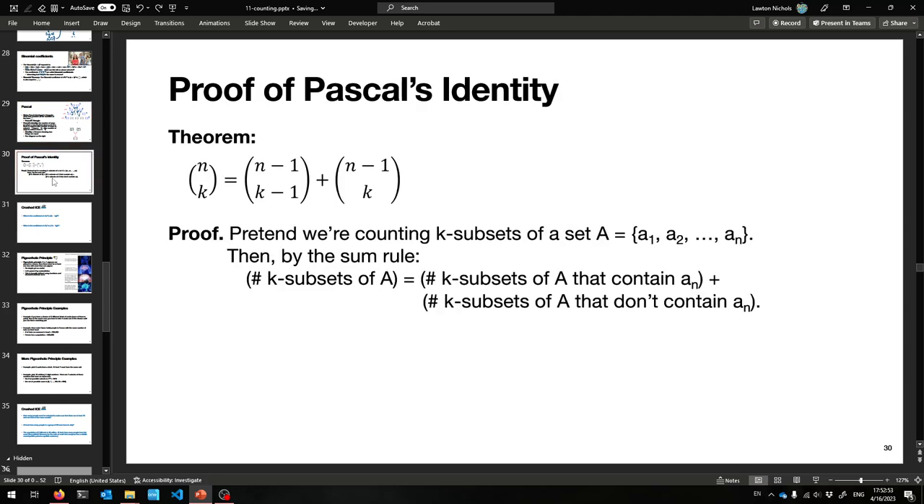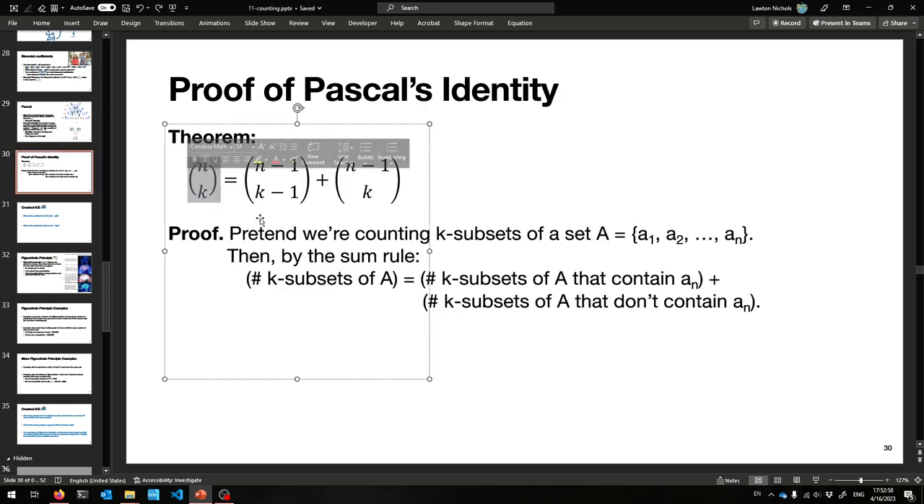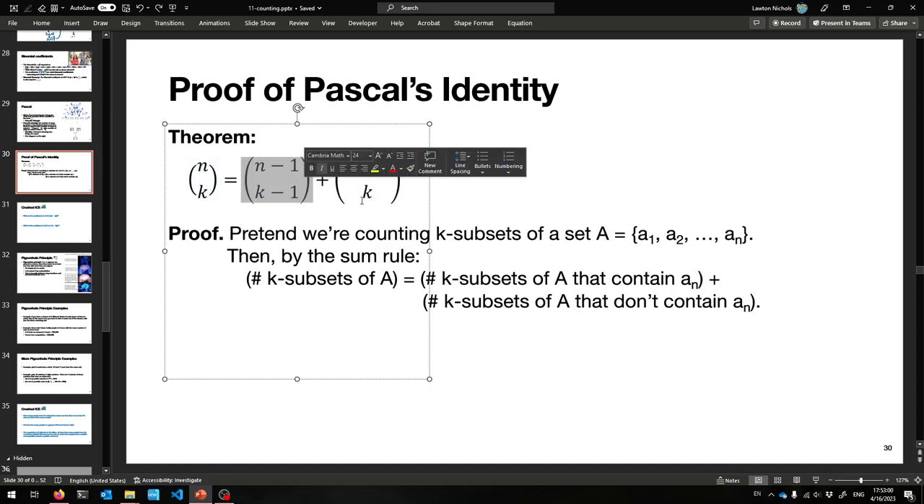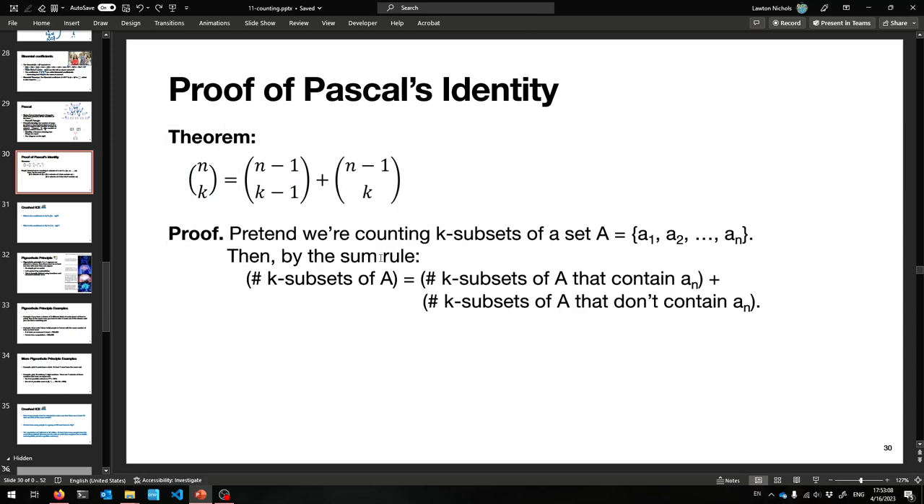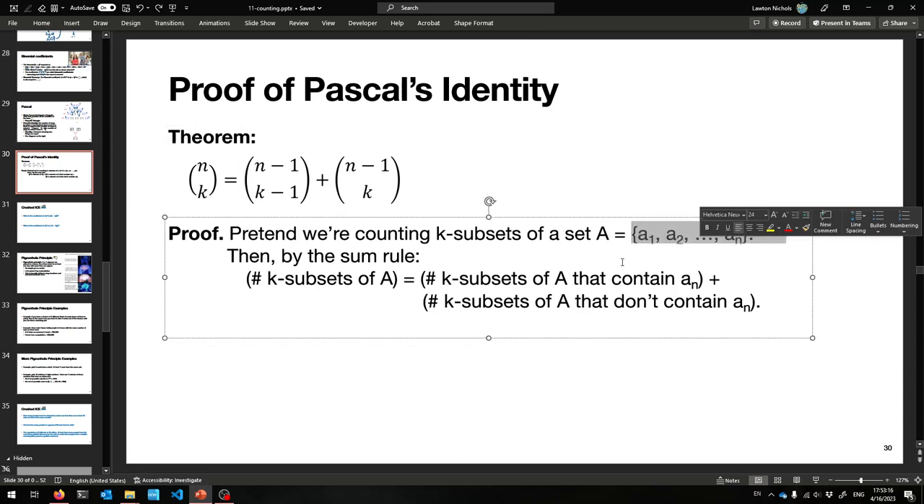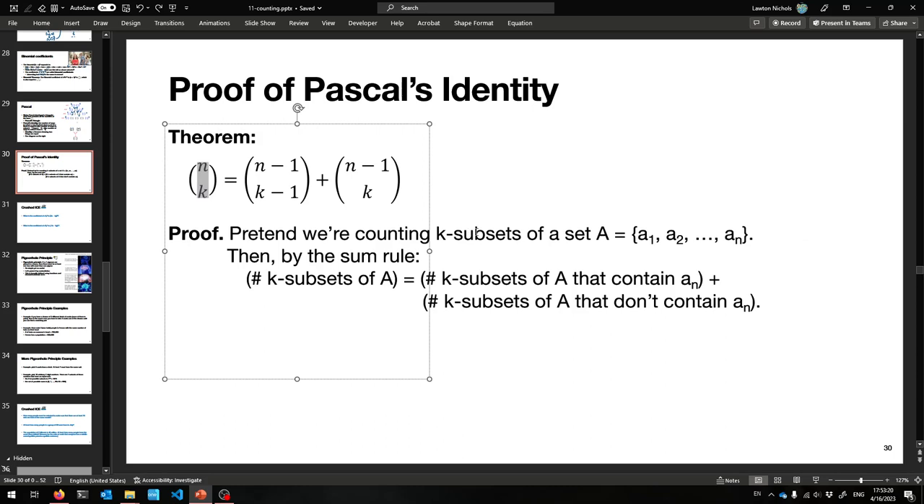I want to prove it to you. Let me prove to you Pascal's identity, that n choose k is equal to n minus 1 choose k minus 1 plus n minus 1 choose k. And here is essentially the proof. Let's pretend that we are counting all of the different k subsets, right? That's what we want. K subsets of a set a1 through an, so n things total. So that's the setup, of course.